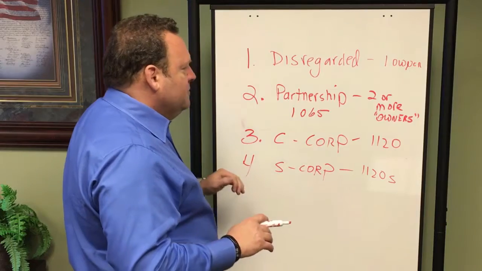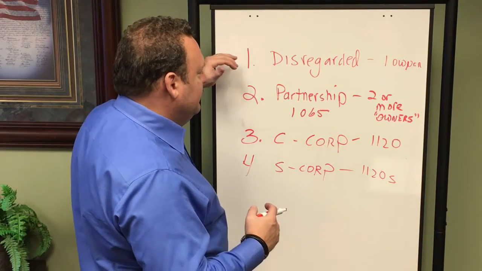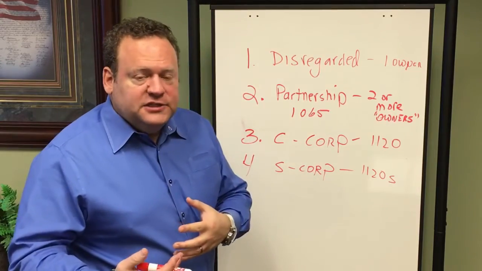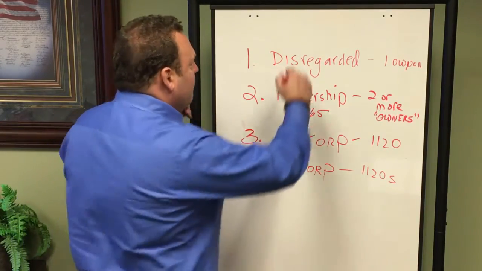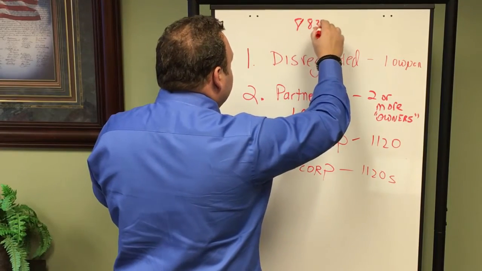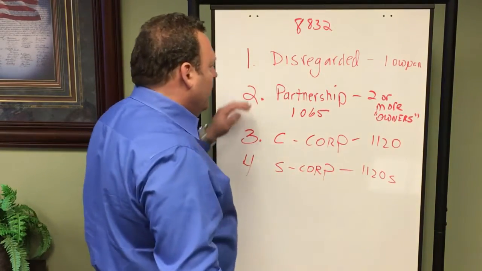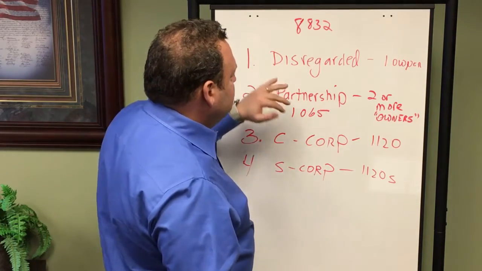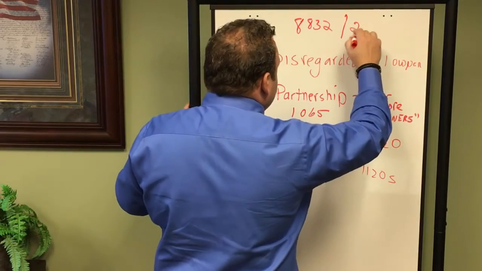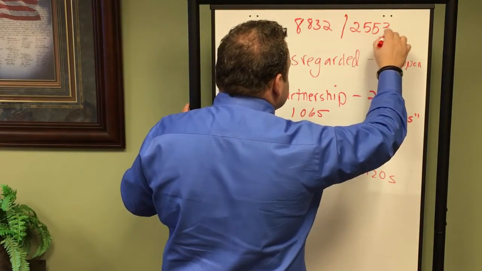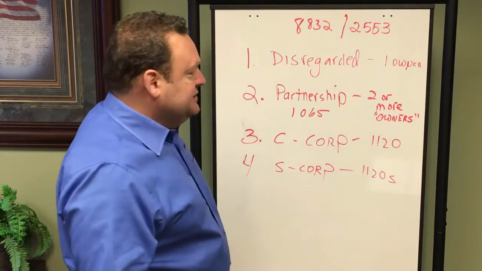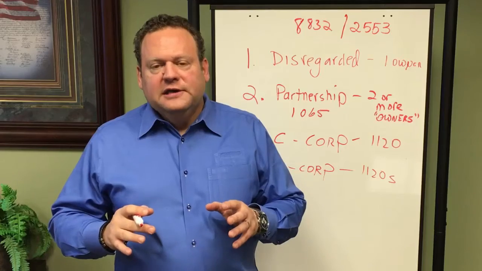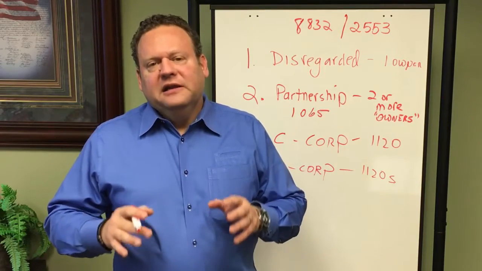Okay? So by default, a single member is disregarded, and by default, two or more people are a partnership. And you can overcome those defaults by filing forms with the IRS, and that would be Form 8832, and then you can change a partnership into a C Corp, or a disregarded entity into a C Corp. And then if you wanted to go S Corp, you'd file Form 2553, which makes the C Corp an S Corp, and so on. Those are the different elections available for you as an owner of a limited liability company.